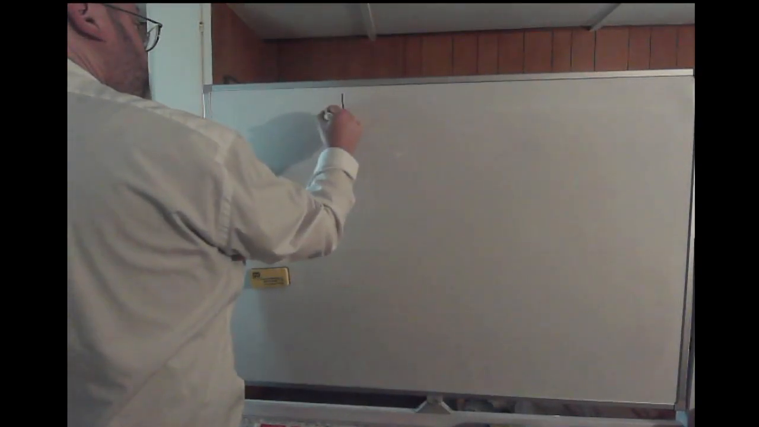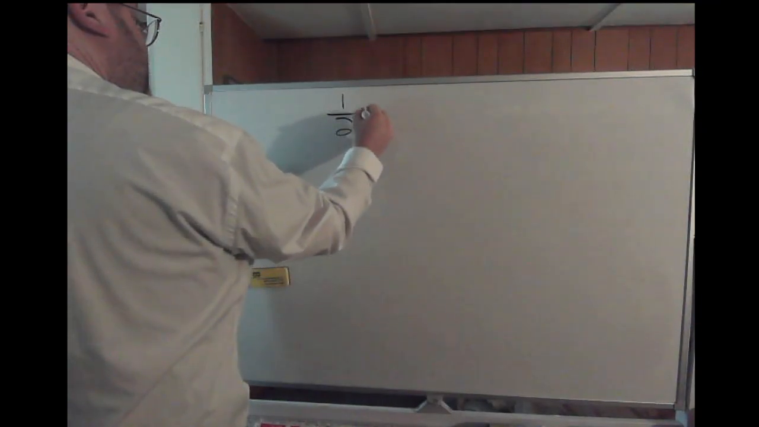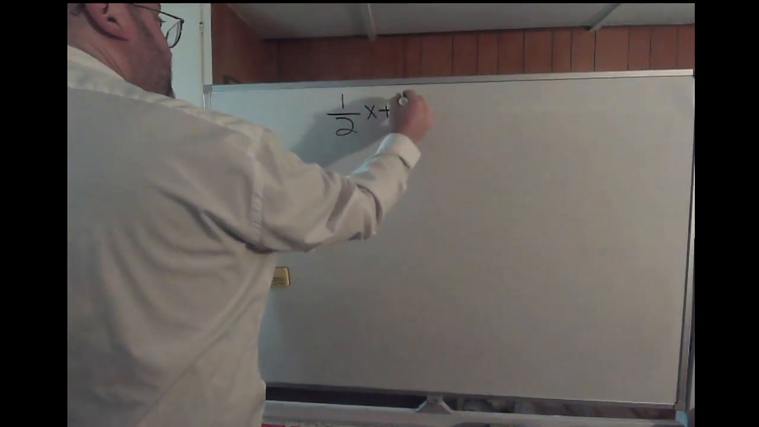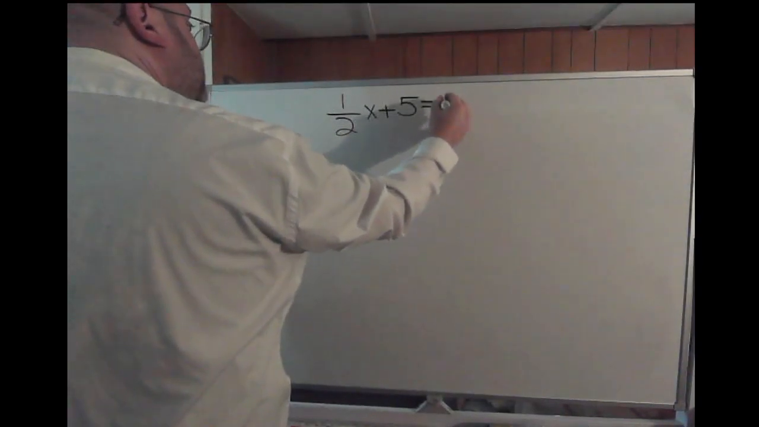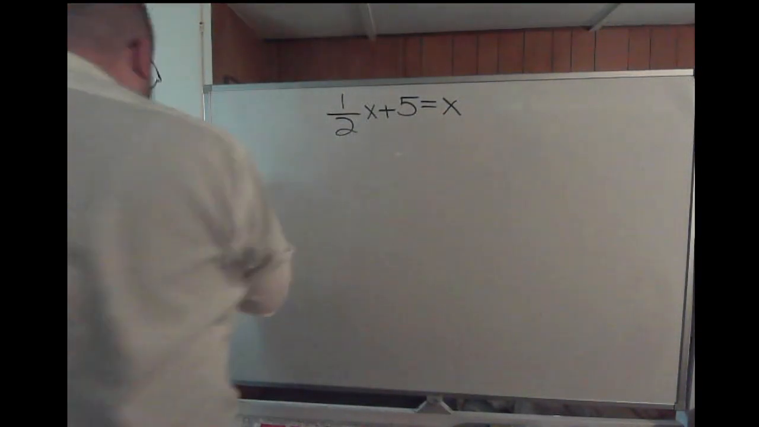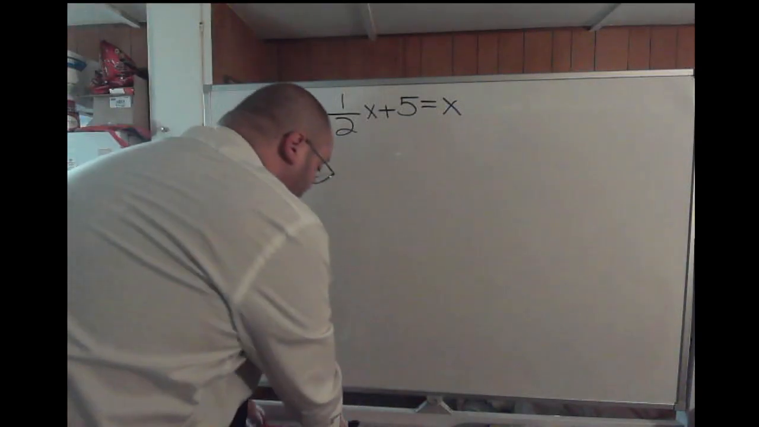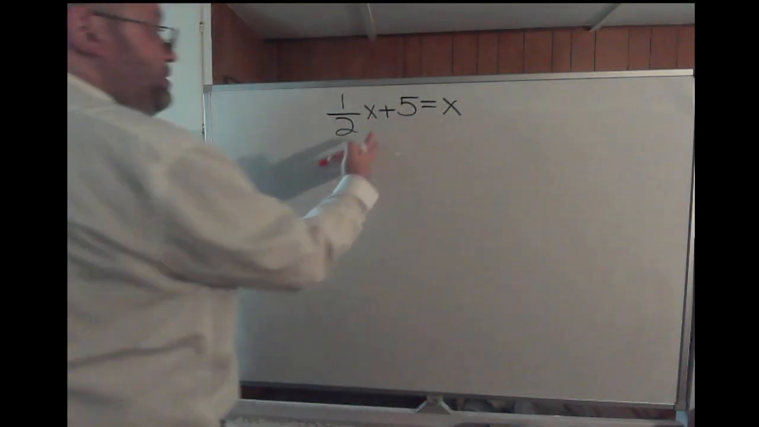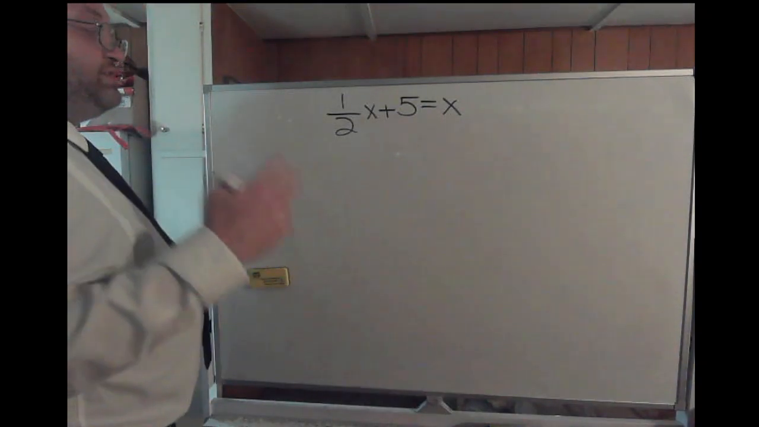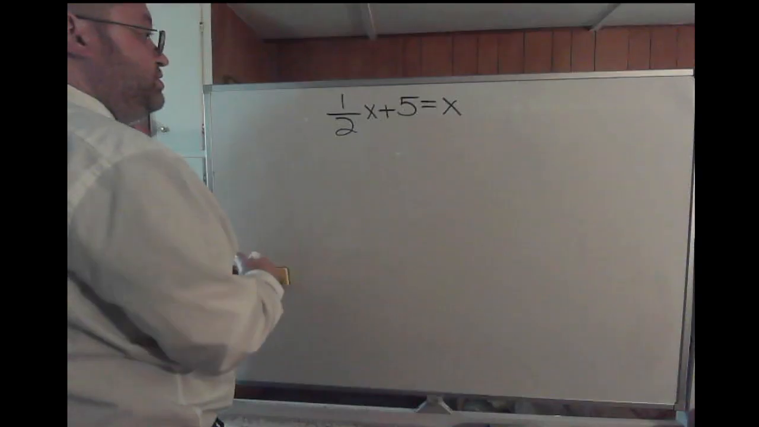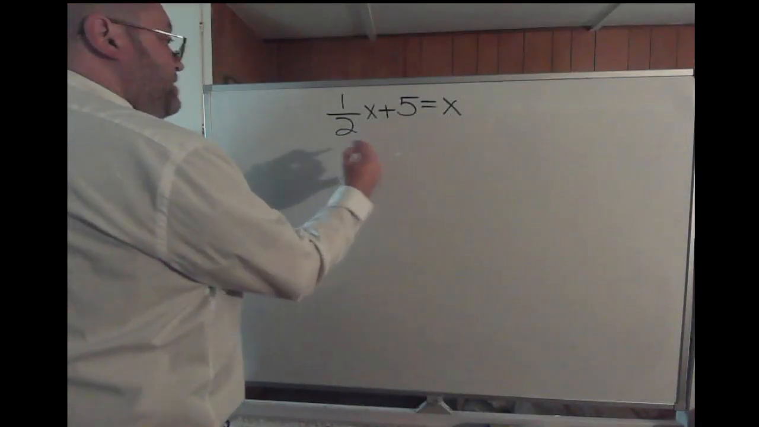Here's one. 1/2 x plus 5 equals x. Alright, so now we have a fraction involved. We have 1/2 x plus 5 equals x. Well, it's still true we want to keep the variable on the left hand side, get rid of the variable from the right.